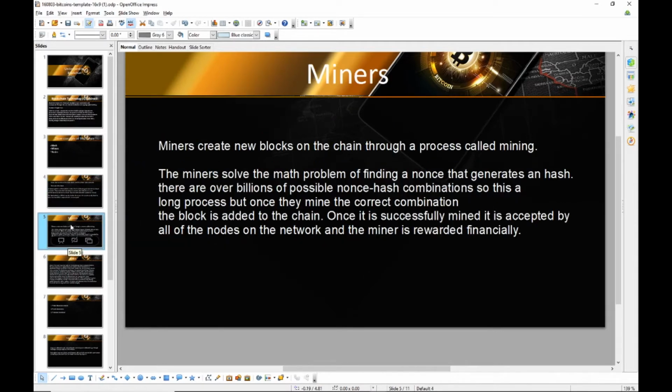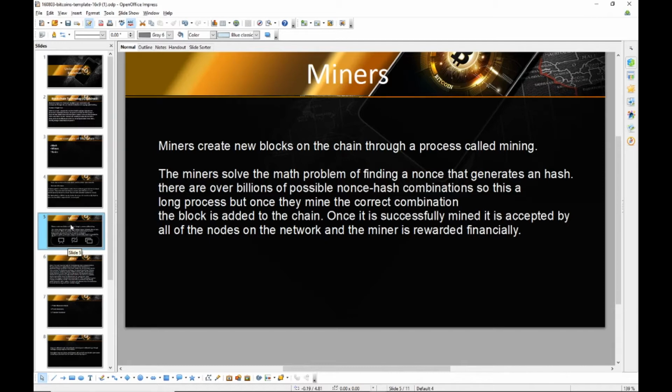And we have the second part where we have miners. Miners create new blocks on the chain through a process called mining. The miners solve the math problem of finding a nonce that generates a hash. There are billions of possible nonce and hash combinations, so this is a long process. But once they mine the correct combination, the block is added to the chain. Once it's successfully mined, it is accepted by all the nodes on the network, and the miner is rewarded financially.